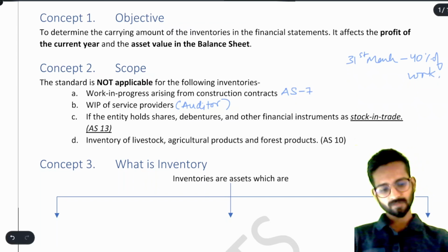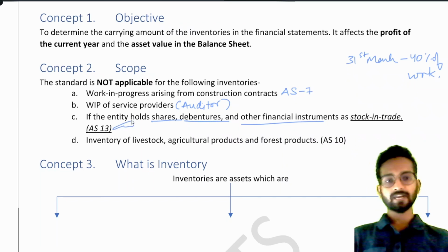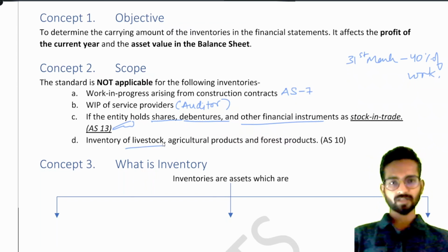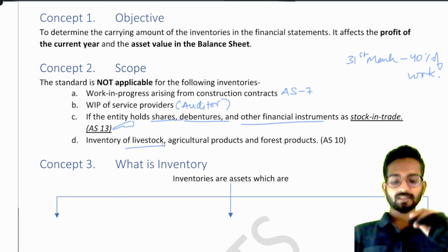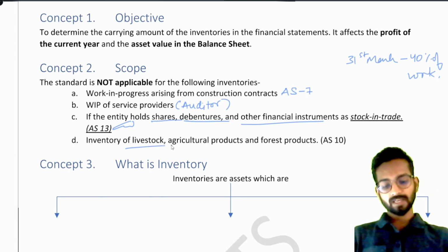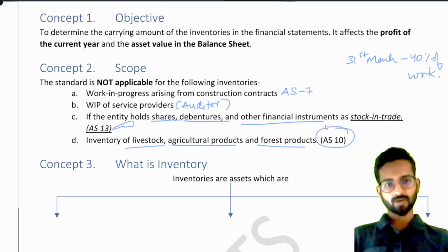Now, what is the third point? If the entity holds shares, debentures and other instruments as stock in trade, that we will cover in Accounting Standard 13, and we are not dealing with that in Accounting Standard 2. Next is inventory of livestock. Livestock means suppose we are in the business of milk products, and we have cows, buffaloes in our backyard, or that is our main business. Or agricultural products, forest products. All that will be covered in Accounting Standard 10. We are not covering it here.